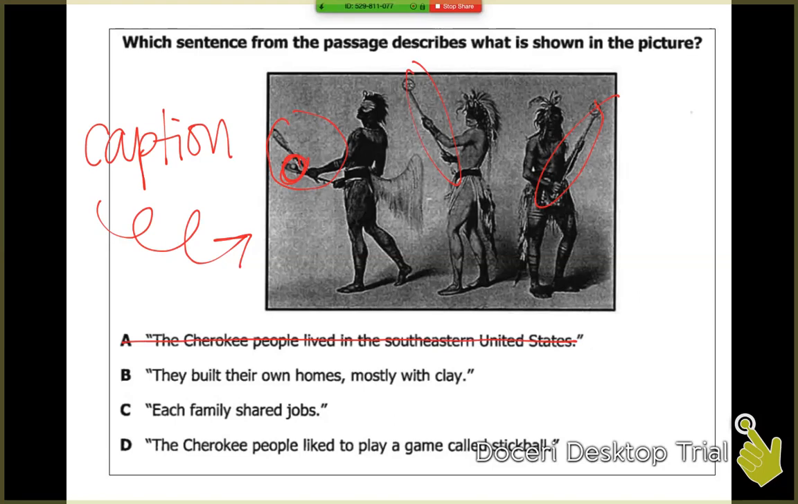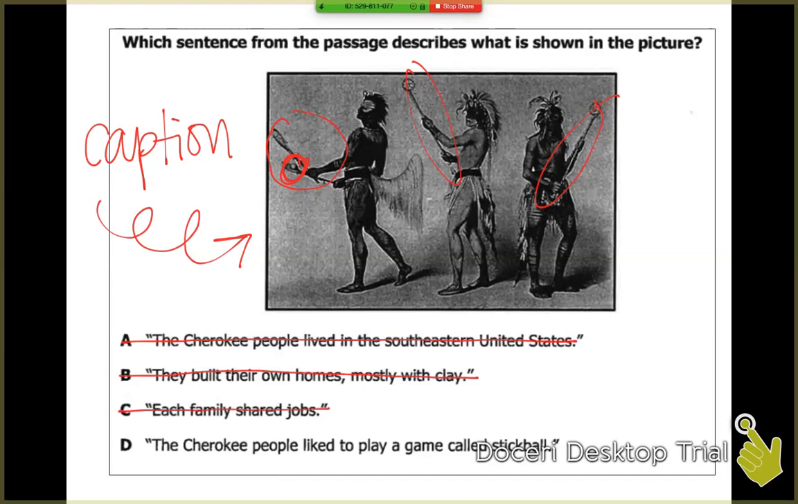Well, that doesn't describe my picture because I don't see their homes. So I'm going to slash and trash choice B. C says each family shared jobs. Well, I did read that. I read A, B, and C in my passage. But in this picture, I don't see each family member sharing jobs. I don't see them hunting and fishing. I don't see them cooking and doing their different types of jobs here.